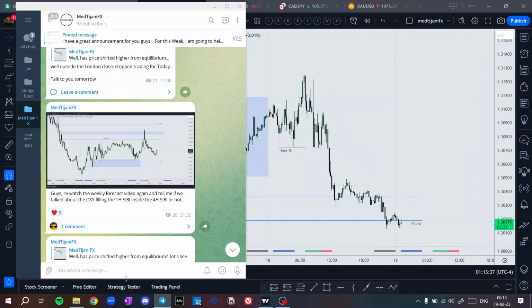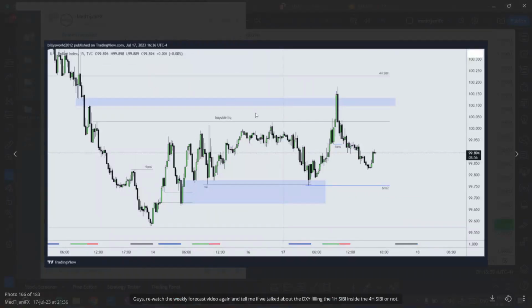And we see here at the next day, Tuesday, no, it was Monday. Monday has closed bearishly, like we said. On my weekly forecast, I said that I'm looking for price to go to this level here, filling this 1-hour CB inside the 4-hour CB. Then price dropped lower, breaking market structure, confirming this bearishness here.